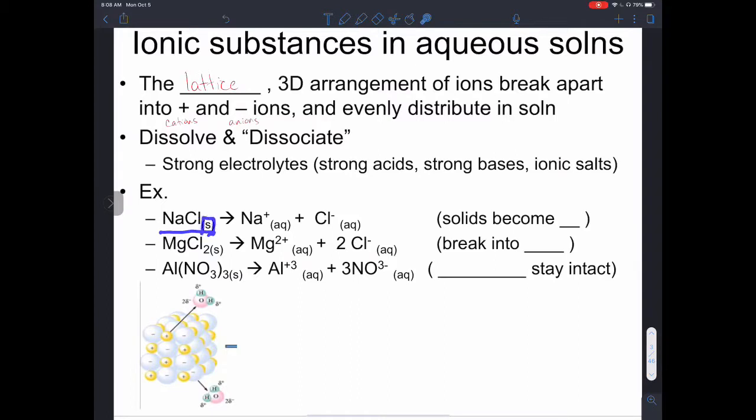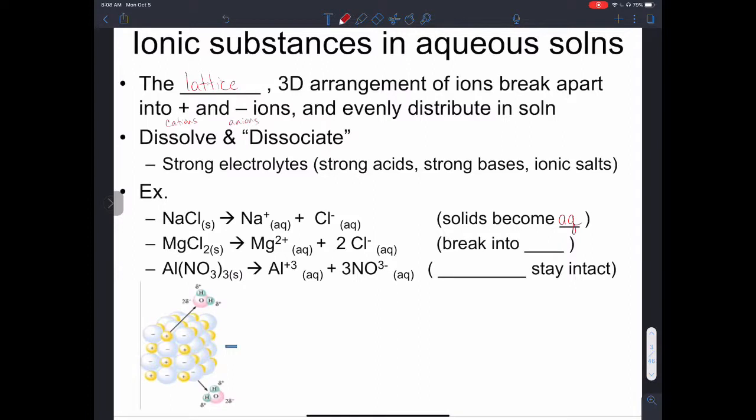As a solid, this sodium chloride will then be dissolved in water, and what happens? The sodium cation dissociates from the chlorine anion. Both of them become aqueous, notice. They were solids before, and now we use the symbol AQ to represent the fact that they're actually surrounded by water molecules. So the solids become aqueous.